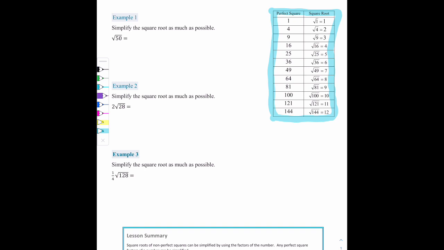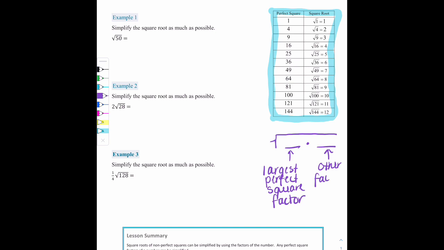Whenever you're simplifying a square root, why don't we write this over here on the side? You want to break this down so that you have 2 factors. This first number should be the largest perfect square factor. And this number will just have to be whatever other factor you need to make those 2 numbers multiply to the original number underneath that square root symbol.